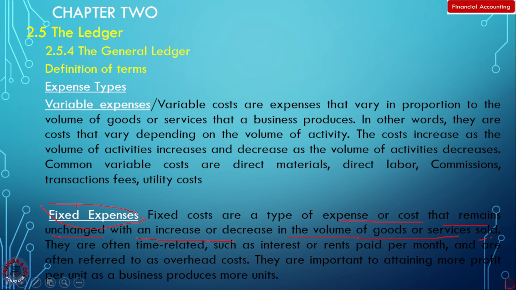A typical example is the salary to an employee. When we employ somebody, you'll be telling them on a monthly basis, you'll be paying them maybe $1,500 on a monthly basis. The $1,500 that you are paying on a monthly basis does not depend on whether the sale of goods increases or decreases. So when you sell 30,000 units or 20,000 units or 100,000 units, you'll still be paying the $1,500 as salary to that employee. So that one we are calling a fixed expense.